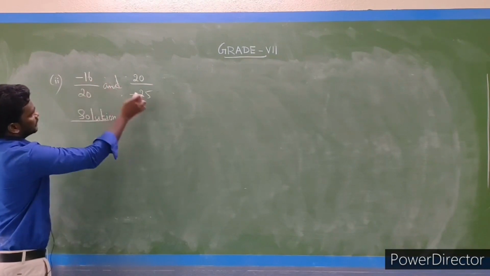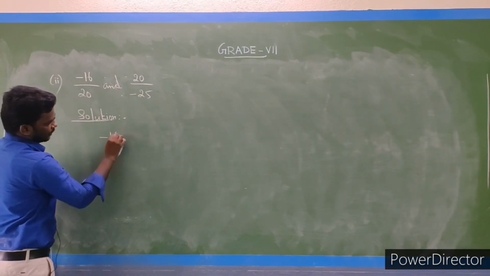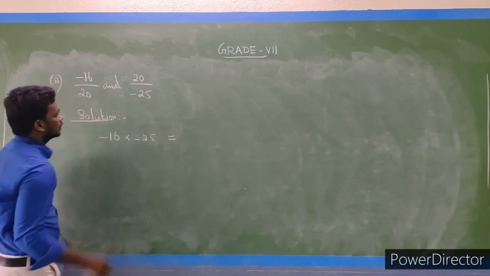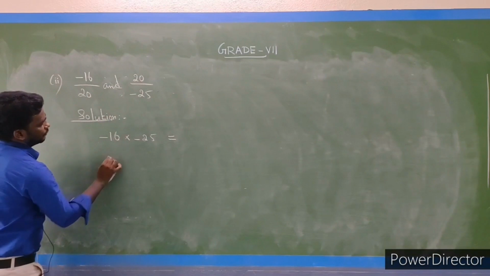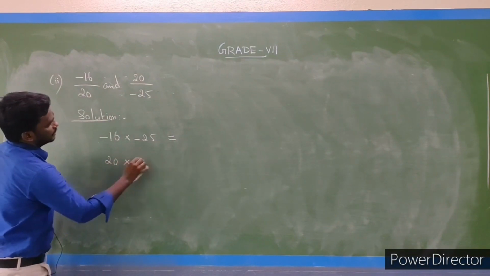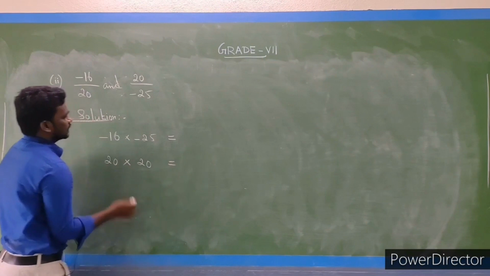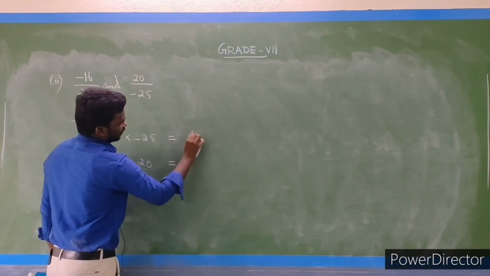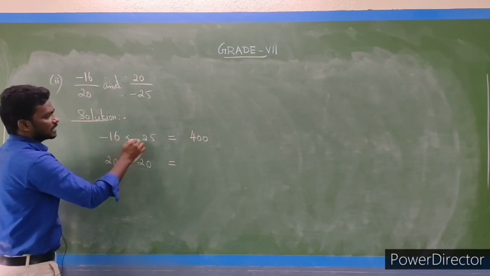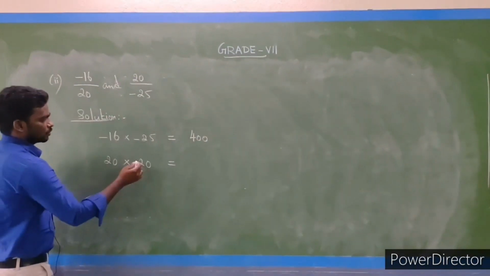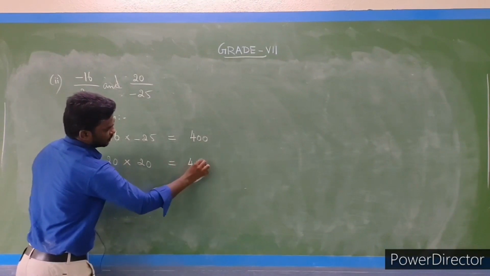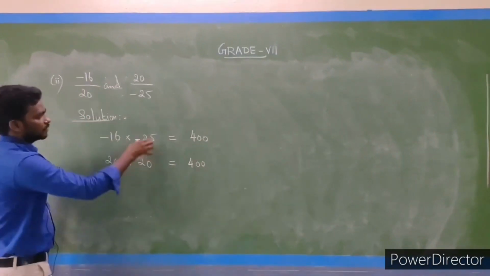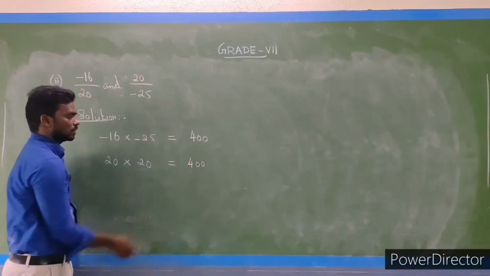First, minus 16 into minus 25, which is equal to the next, 20 into 20. We know the value of minus 16 into minus 25: 16 into 25 is 400, and minus into minus gives a plus symbol. Next, 2 twos are 4, so we can add these two zeros also. So 20 into 20 is equal to 400. Therefore, the given pair represents the same value.